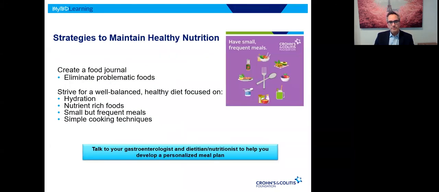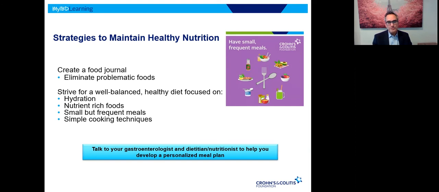So how does a patient with inflammatory bowel disease maintain healthy nutrition? A food journal is important here. Creating a food journal may be helpful for patients to identify and subsequently eliminate problematic foods. For patients with IBD, many factors may affect food tolerances, such as the current disease state and the portion of the GI tract that's affected. And the key for patients is to strive to establish a well-balanced, healthy diet.